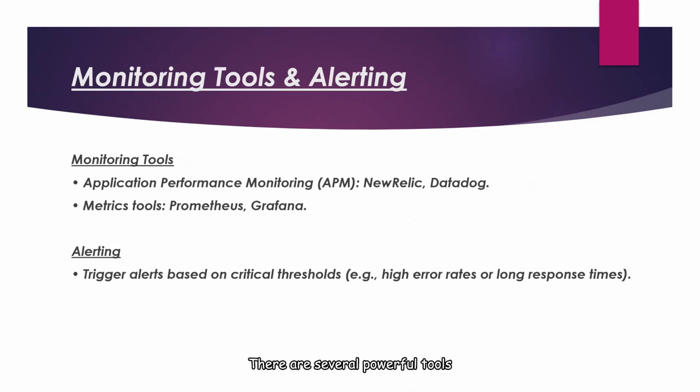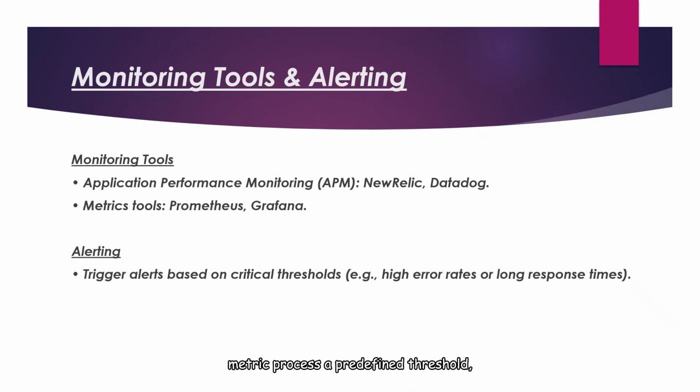There are several powerful tools available for monitoring your systems. Application Performance Monitoring (APM) tools like New Relic and Datadog provide insights into the performance of your applications and services, allowing you to track response times, error rates, and even database performance. Prometheus and Grafana are open source tools that allow you to monitor and visualize system metrics like CPU usage, memory consumption, and network traffic. The key here is alerting.